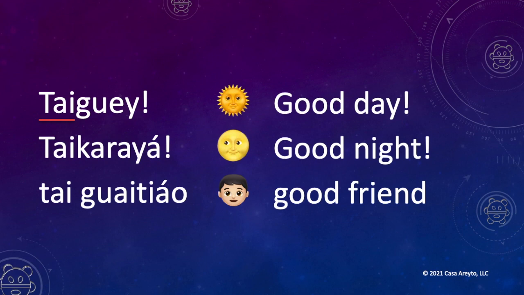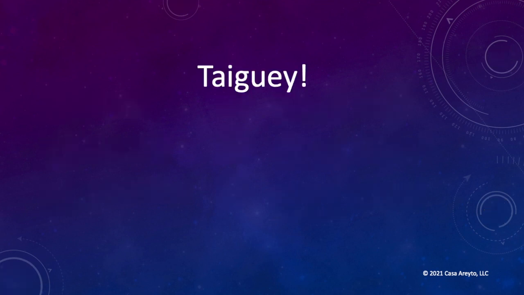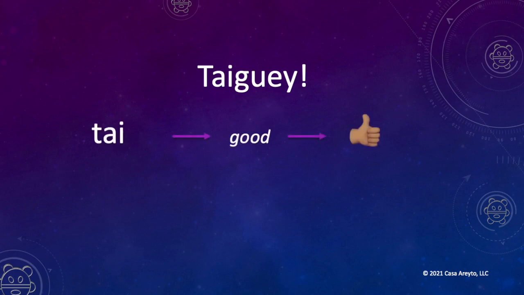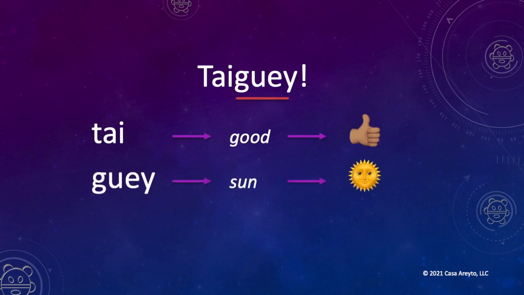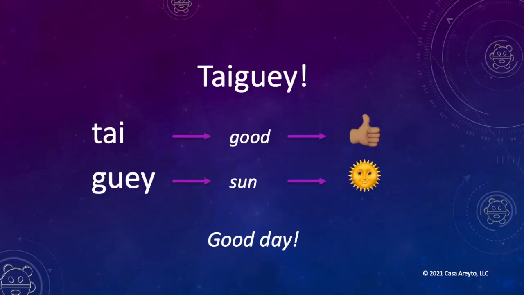Now that we know that, let's take a look at the next few phrases that we have available. These include Tai Gui, which means good day, Tai Karaya, which means good night, and Tai Guaitiao, good friend. Let's take a closer look at Tai Gui. So we know that Tai means good. And if you took a look at our first video on the alphabet, you know that Gui means sun. So Tai Gui literally means good sun. And when do you see the sun? During the day. So Tai Gui means good day.